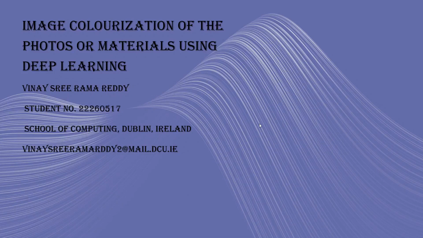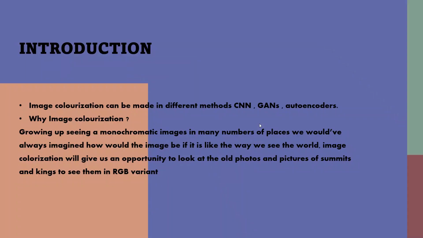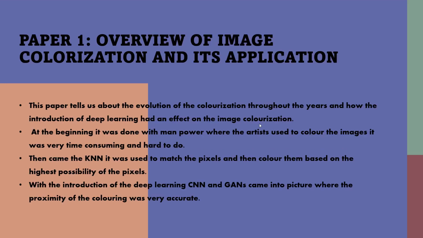I'll be doing my video presentation on image colorization of photos and materials using deep learning. Image colorization can be done in different methods like CNN, GANs, and autoencoders. Why image colorization is because growing up we have seen black and white images of kings, summits, and very old pictures. We were always interested in seeing them in an RGB variant.